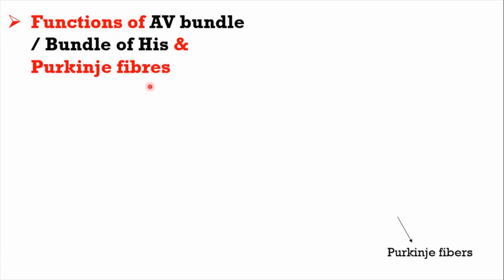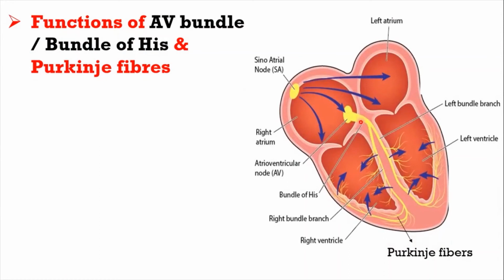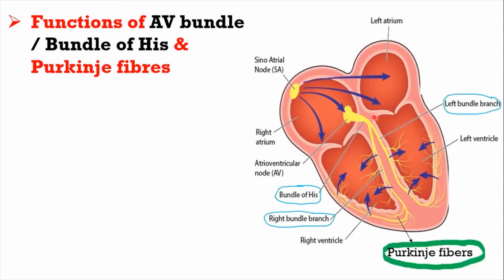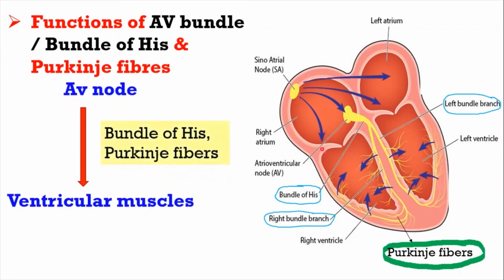Coming to the function of the bundle of His and Purkinje fibers, this is the bundle of His. It originates from the AV node, so it collects impulses from the AV node and conducts them to the entire ventricular muscles through the Purkinje fibers. So the function of the AV bundle is collection of impulses from the AV node. Then it spreads those impulses to the entire muscles of the ventricles through the Purkinje fibers.